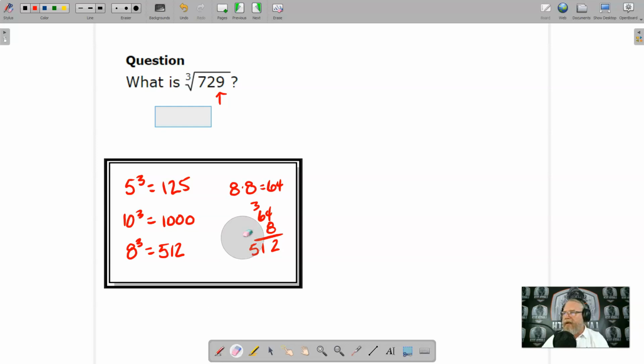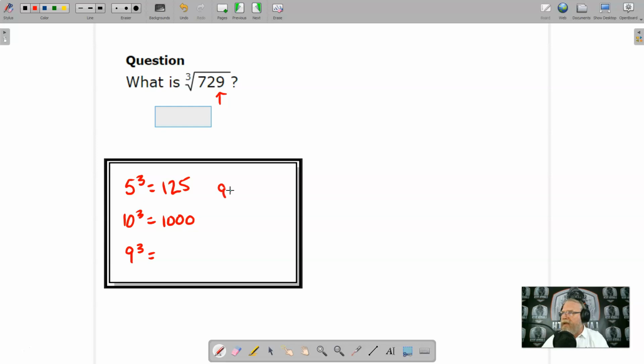So I'll bet you that it's going to be, let's try 9 cubed. And I know it's going to be a whole number because in this case, the activity is on perfect cubes, and to be a perfect cube, its root has to be a whole number. So in that case, let's go ahead and look at that.